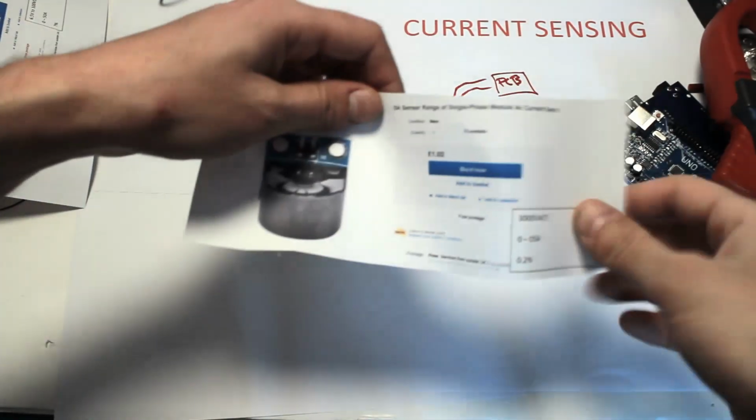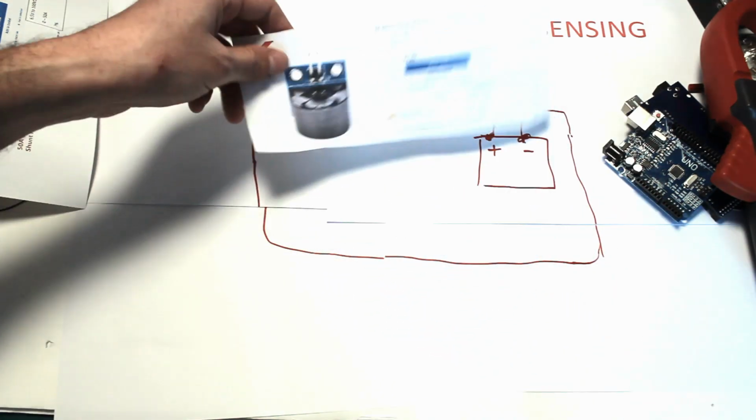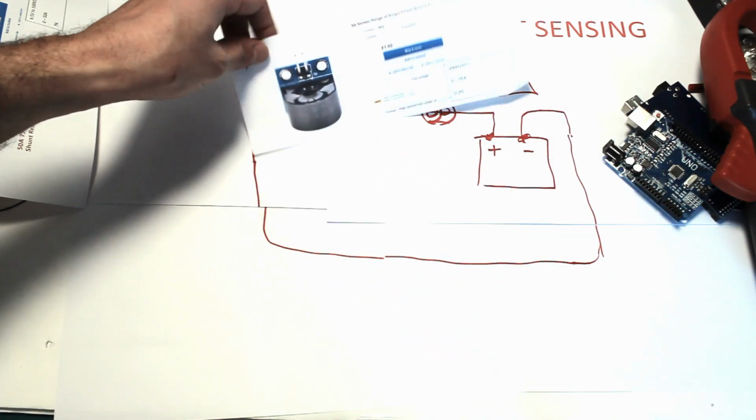Here is an example of a current clamp on eBay. Pick them up for about a quid. As you can see, fairly cheap, but this is an AC clamp only.